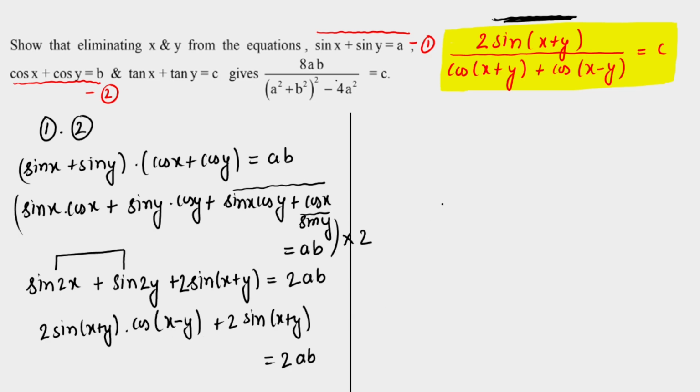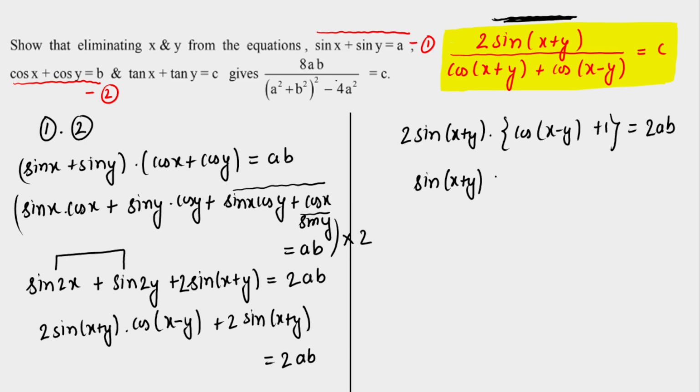Now from this equation I'm going to take 2 sine x plus y common, multiplied by, inside we'll get cos of x minus y and then plus 1 is equal to 2ab. So from here the value of sine of x plus y will be equal to 2ab divided by, 2 and 2 will cancel out here, so there's no need to write 2, ab divided by cos of x minus y and then plus 1. Now previously we have calculated the value of cos of x minus y. I'm going to substitute this value in order to calculate sine of x plus y.